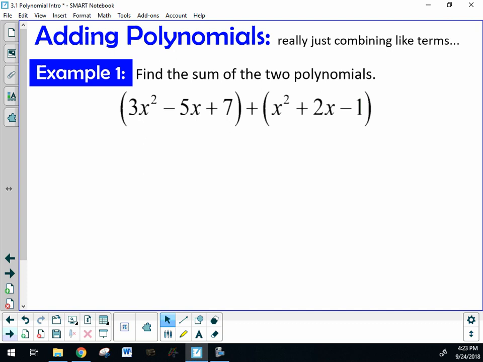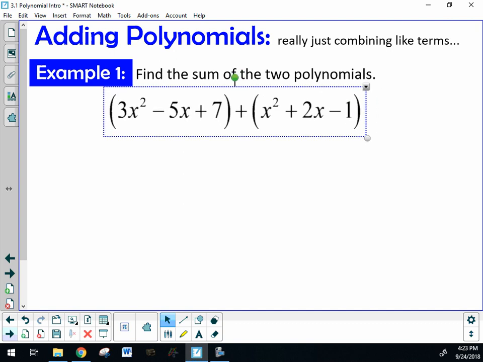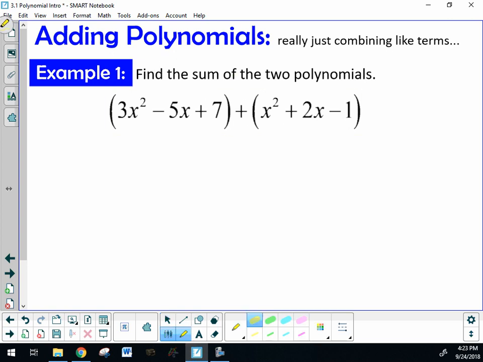Okay, so adding two polynomials together is really just a matter of combining like terms. So the parentheses are just saying, hey, here's one polynomial and we're going to add it to this other one. Those parentheses don't mean multiplication. The operation is right here. This operation says that we are adding. So when you're adding, it's really a matter of combining like terms.